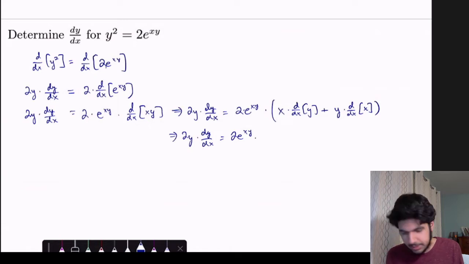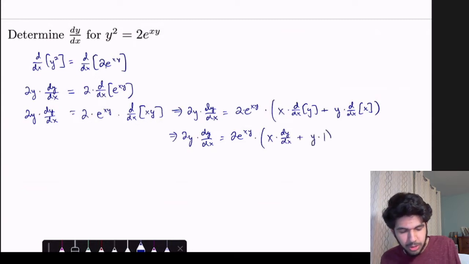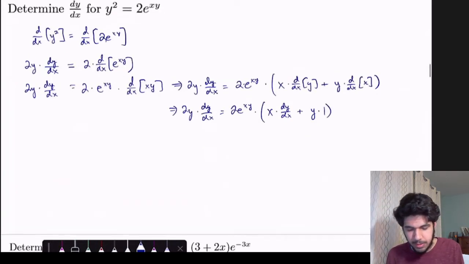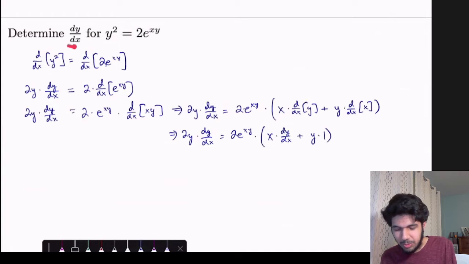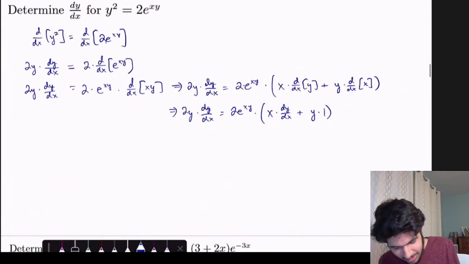did I forget a plus sign somewhere? No, I think I'm good. Times x times d dx of y is simply dy dx, plus y times 1. Derivative of x is 1. And we're trying to solve for dy dx, so we're trying to solve for this factor. So what we'll do is we'll distribute this 2e to the xy, then bring this entire term to the left-hand side, and then factor this out. That's the game plan. So let's do it.